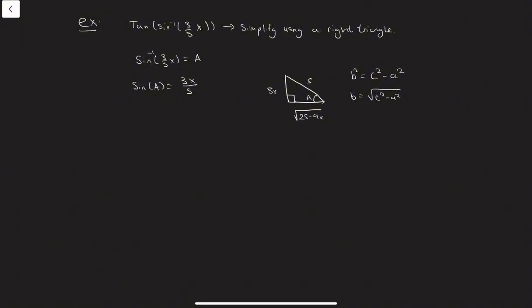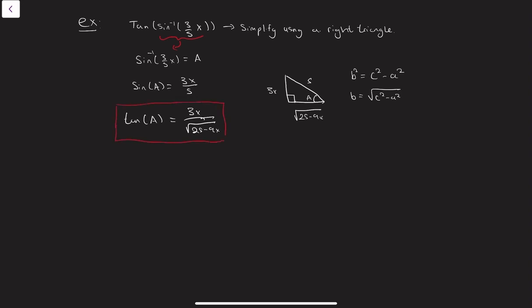So 25 minus 9x squared, all square rooted. Great. Now that we know that, what is tan of a? We know that tan of a is just the opposite over the adjacent. And we said that a is equivalent to this expression. Tan of a is actually just equal to the opposite side, which is 3x, all over root 25 minus 9x squared. Perfect, and that's our solution.